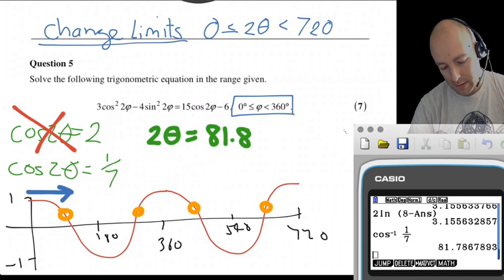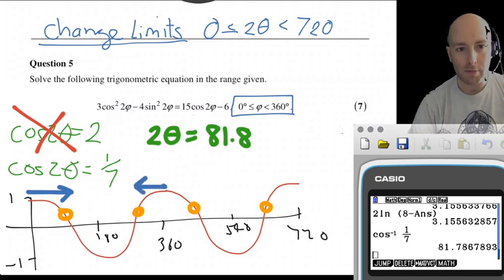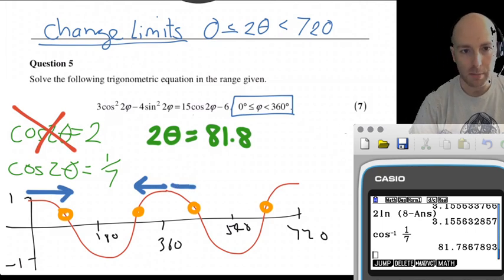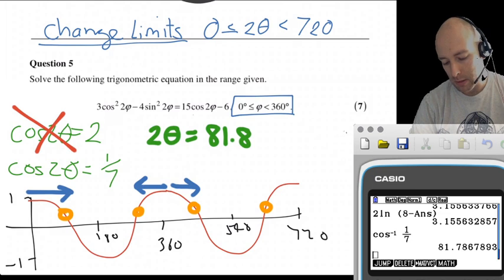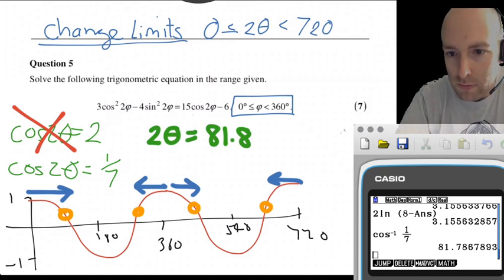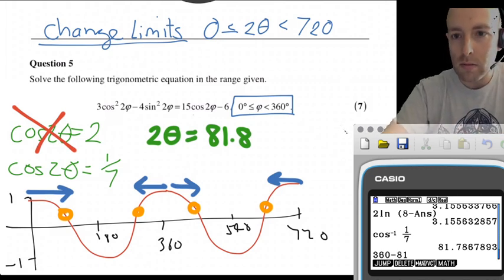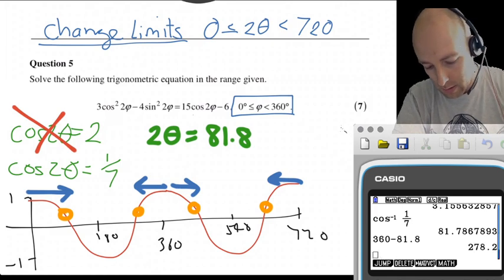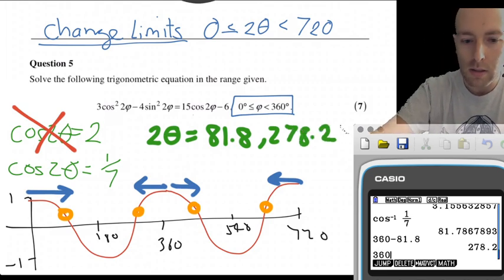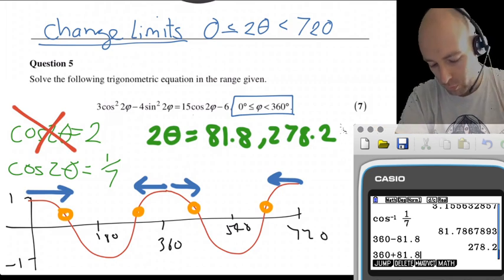So I need to measure all my other values from the other peaks. So we've got a peak at 360. So that's going to be 360 take 81.8. We've got a peak after 360. That's going to be 360 plus 81.8. And we've got this one here just below 270. So that's going to be 270 take 81.8. So let's quickly go through those. So 360 take 81.8, we get 278.2. Then we've got to do 360 plus 81.8. It's going to be 441.8.